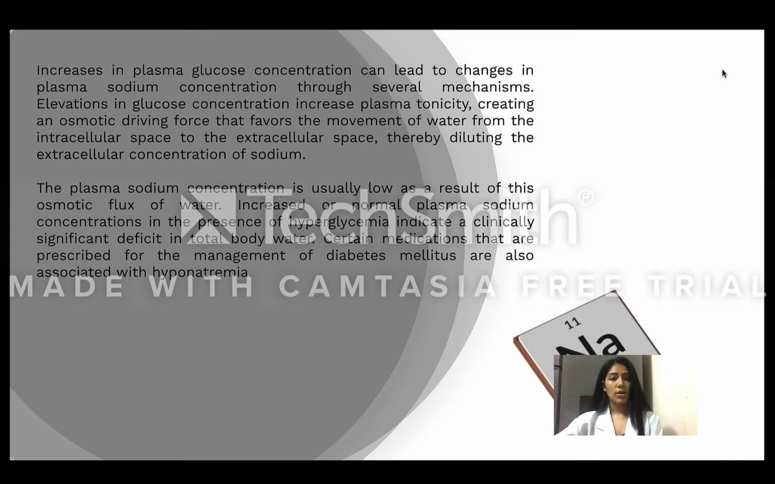The plasma sodium concentration is usually low as a result of the osmotic flux of water. Increased or normal plasma sodium concentrations in the presence of hyperglycemia indicate a clinically significant deficit in total body water. Certain medications that are prescribed for the management of diabetes mellitus are also associated with hyponatremia.